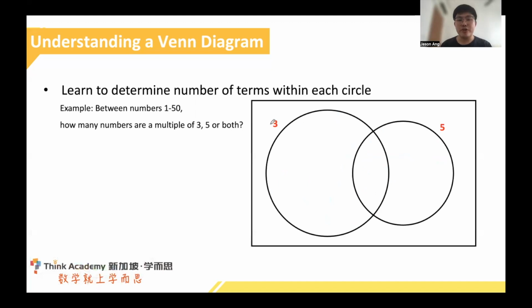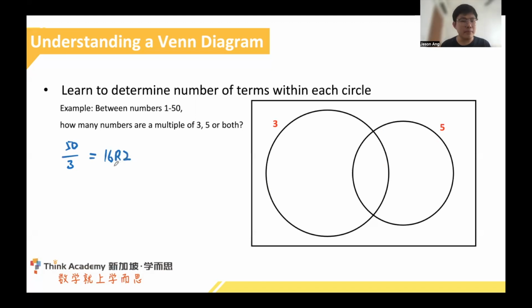Let's look at 3 over here. How do we find out how many numbers are a multiple of 3? We know that every time we see a multiple of 3, it'll be 3, 6, 9, 12. It happens once every 3 numbers, starting from the number 1. So out of the 50 numbers that are present, we can divide by 3 to give us 16 remainder 2.